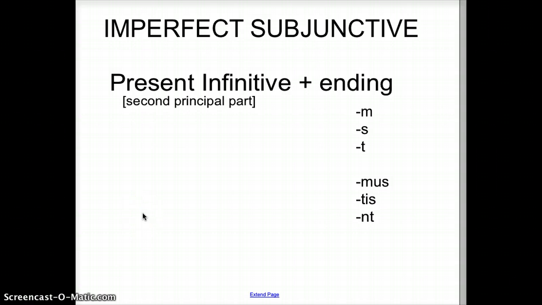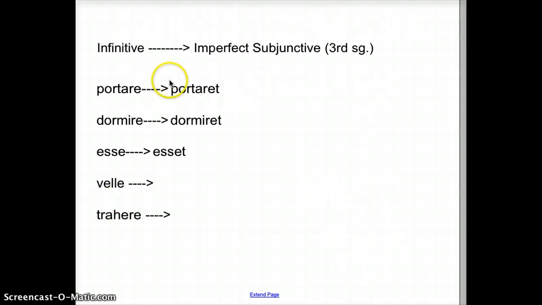Now for the imperfect subjunctive, and I love the imperfect subjunctive because it is literally the easiest verb form in Latin. All it is is the present infinitive plus the ending. You don't have to take off the re, you don't have to do anything to it except add the ending. And the endings are, of course, m, s, t, mus, tis, nt. It's as simple as that. So for example, you would take portare, and if you wanted it to be the third person singular, you would say portaret. Dormire would become dormiret. Esse, esset. Now try velle and trahere on your own.